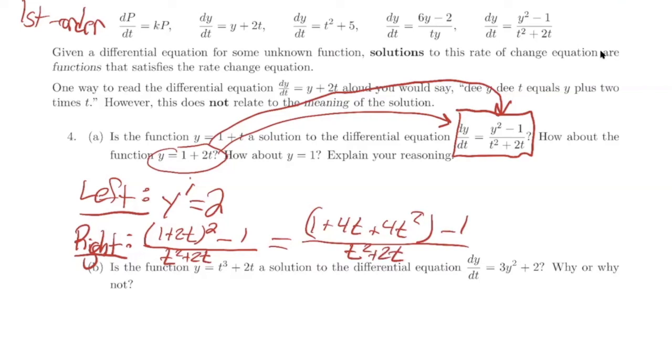And then we have some nice cancellations, right? So here we could say that one cancels that one. And so then what we've got left on the top is 4t plus 4t squared. And on the bottom, we've got t squared plus 2t. So any questions?